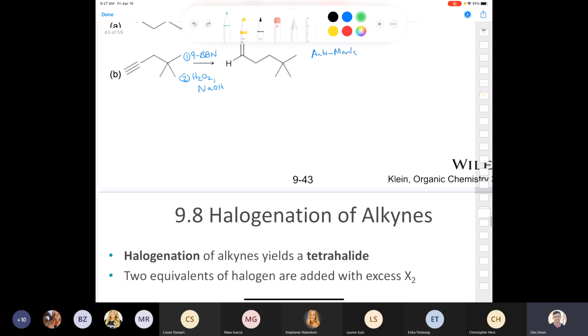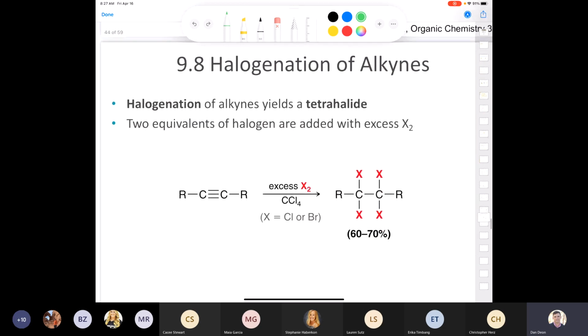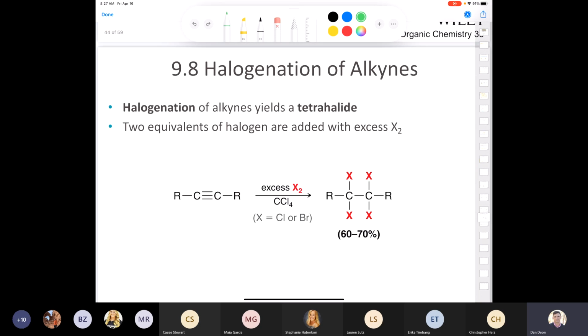All right, well, let's move on to section 9.8, to something that's near and dear to your heart already, which is halogenation. You guys remember the halogenation of an alkene, where it proceeded through the bromonium ion? Remember the cyclic bromonium ion, and then you get the anti-addition? Well, that was in the alkenes chapter. With alkynes, you're going to see that there are some differences.